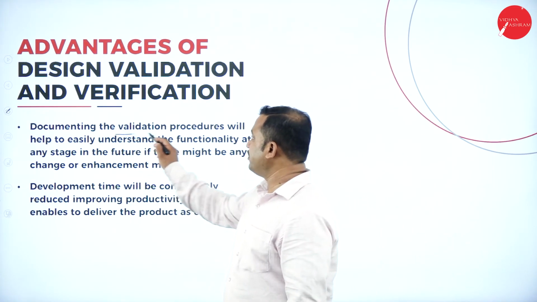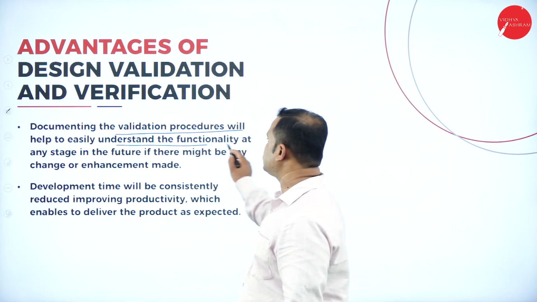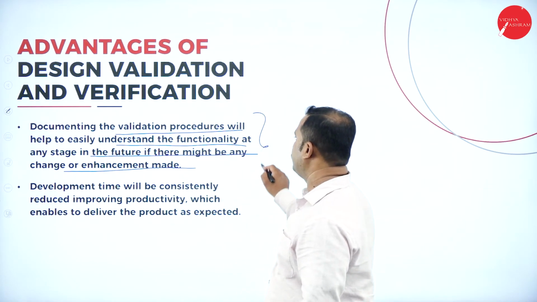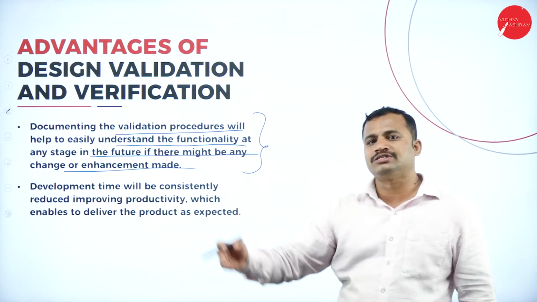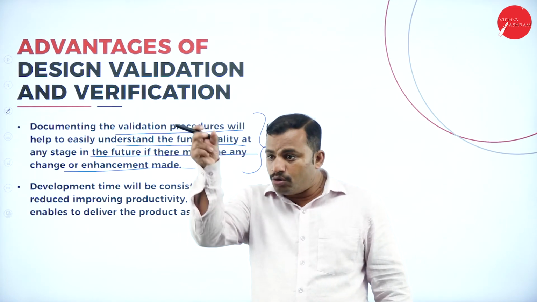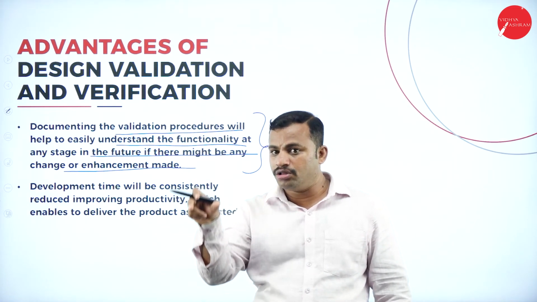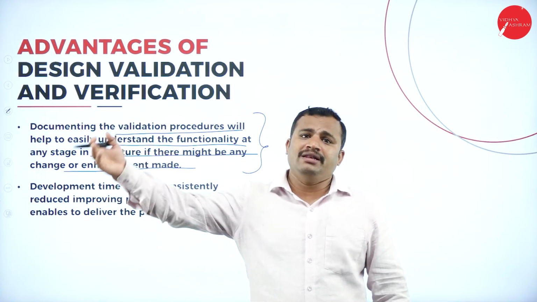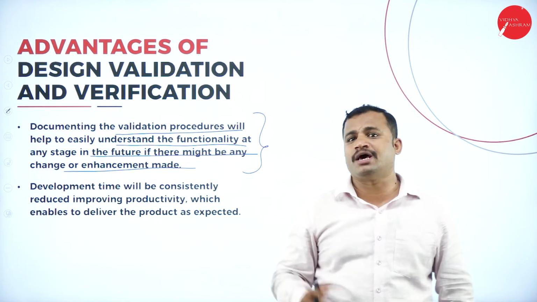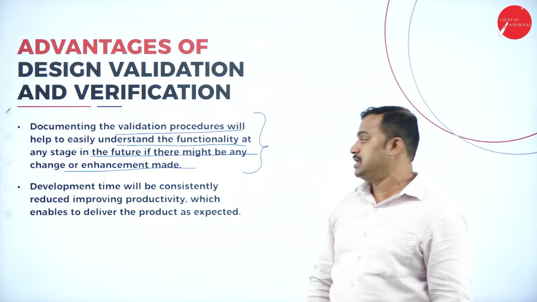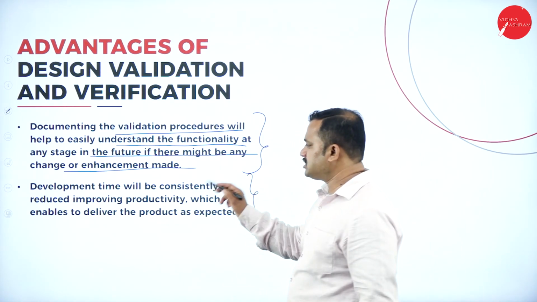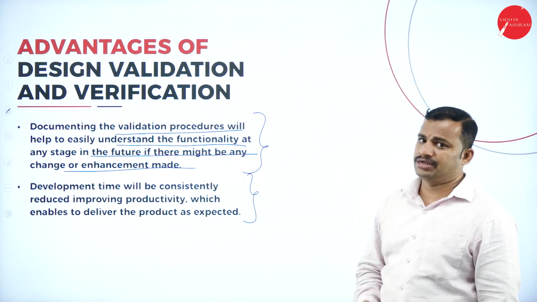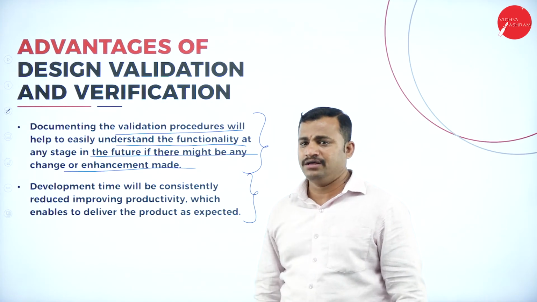Then documenting the validation procedures will help us to easily understand the functionality at any stage in the future if there is any change or enhancement made. Suppose the concept of reuse is required, we can do so. Noting all those changes in the design document will help us to incorporate similar changes in any new system which requires the same functionality, which already exists with us. Then the development time will be consistently reduced, improving productivity, which enables us to deliver the product as expected. That is, as per the requirement of a client, we are going to deliver the product to them.